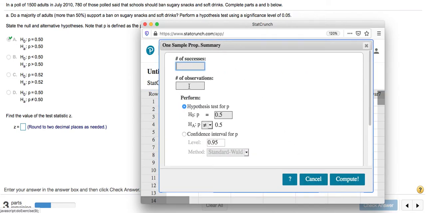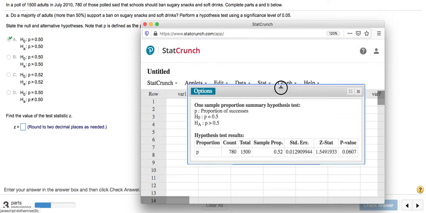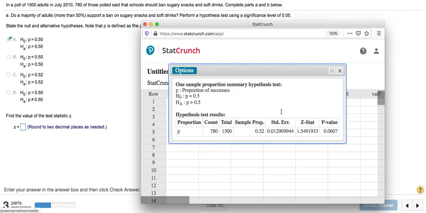So now we have this number of successes and number of observations. The number of observations is the 1,500. That's everyone that was surveyed, so 1,500. And the successes in this case are going to be the 780 of those people who said that they do actually support a ban. The other stuff that we have to enter is we have to select the hypothesis test, which is already selected, and the null hypothesis is already set to be p equaling 0.50, or just 0.5. But the alternative hypothesis should be greater than this value. And this is everything that we need. If we click Compute, we will get all of the necessary information to enter into this problem.